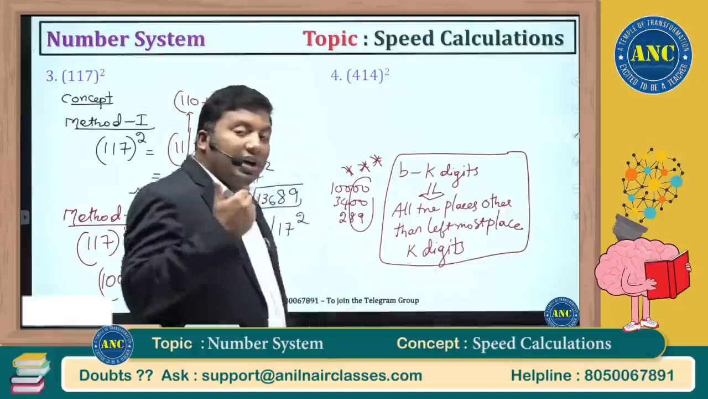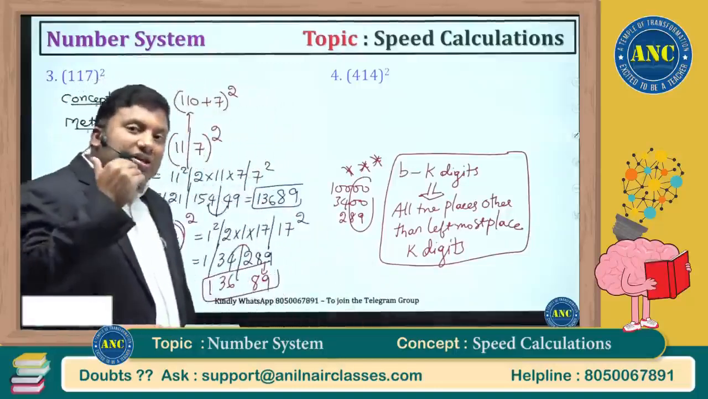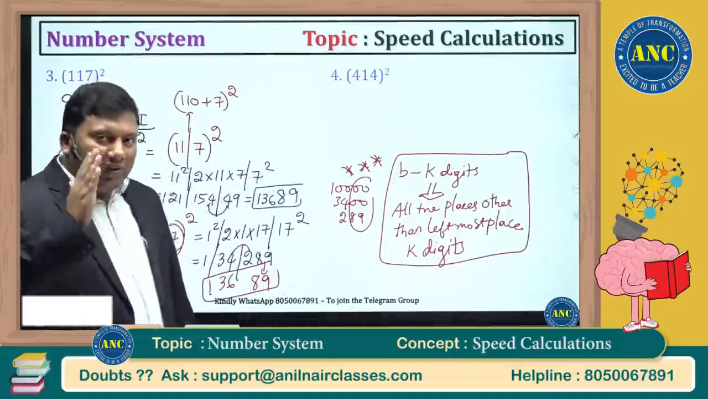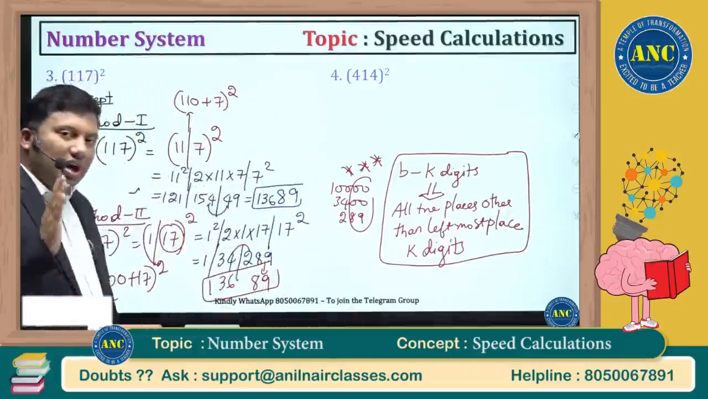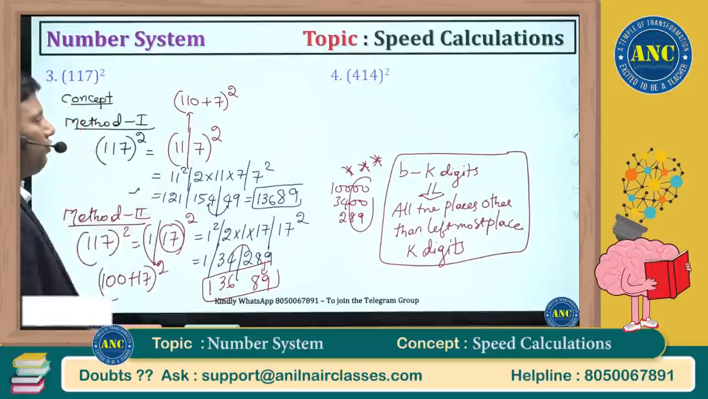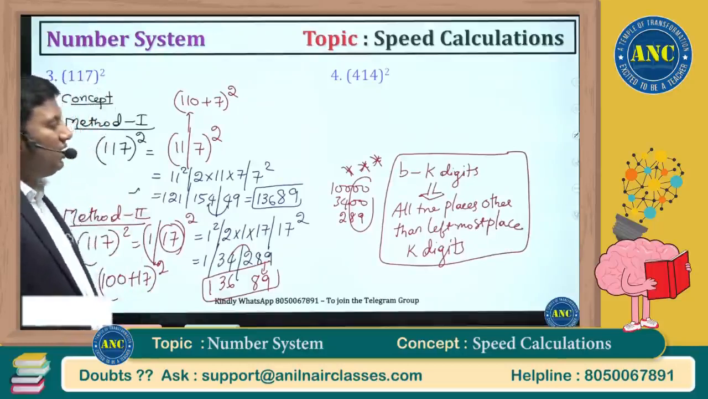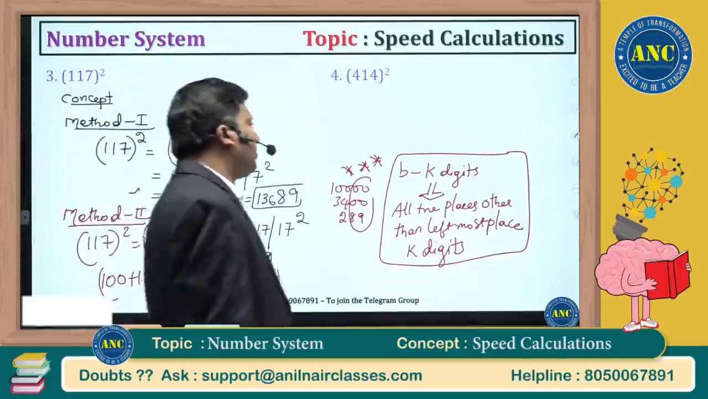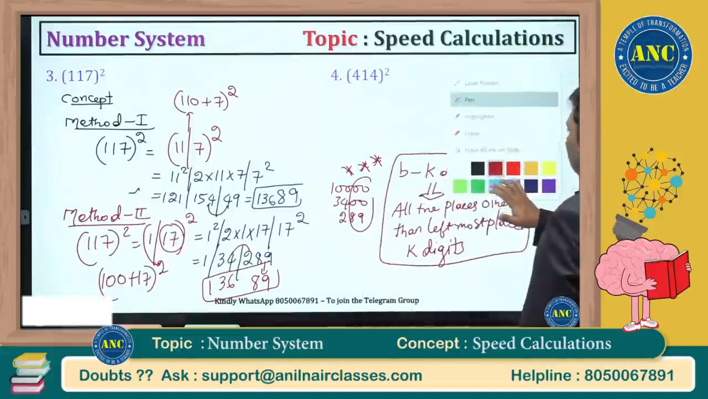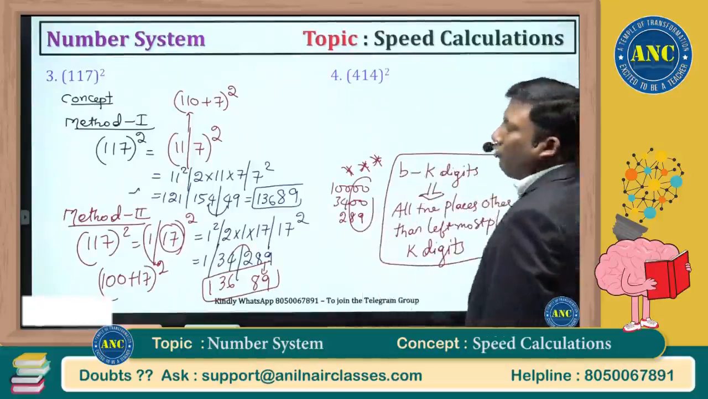If B is taking 3 digits, except the leftmost place, every place should have 3 digits. I hope the idea is clear. If B is taking K digits, all the places other than the leftmost place will have K digits. Idea clear, right? Now let us solve 414 square.